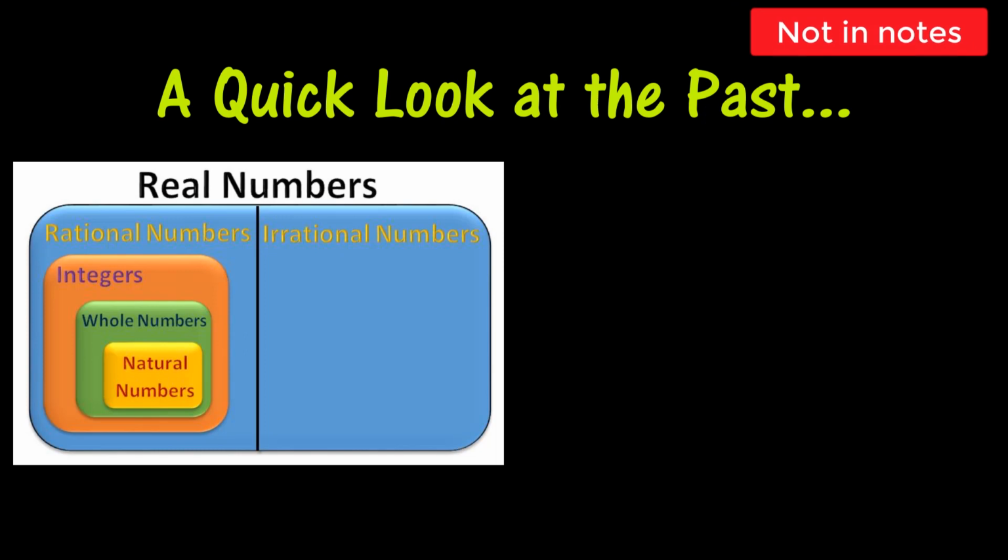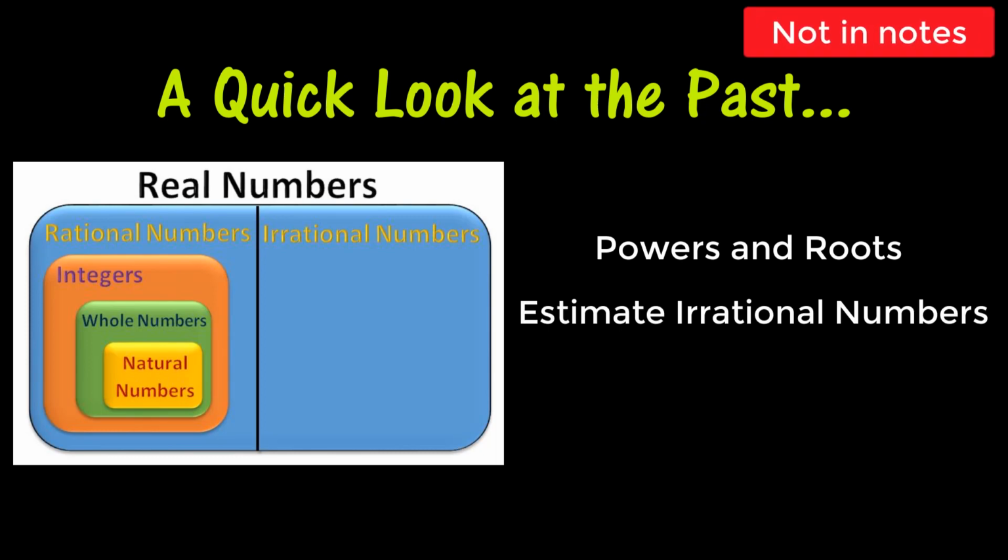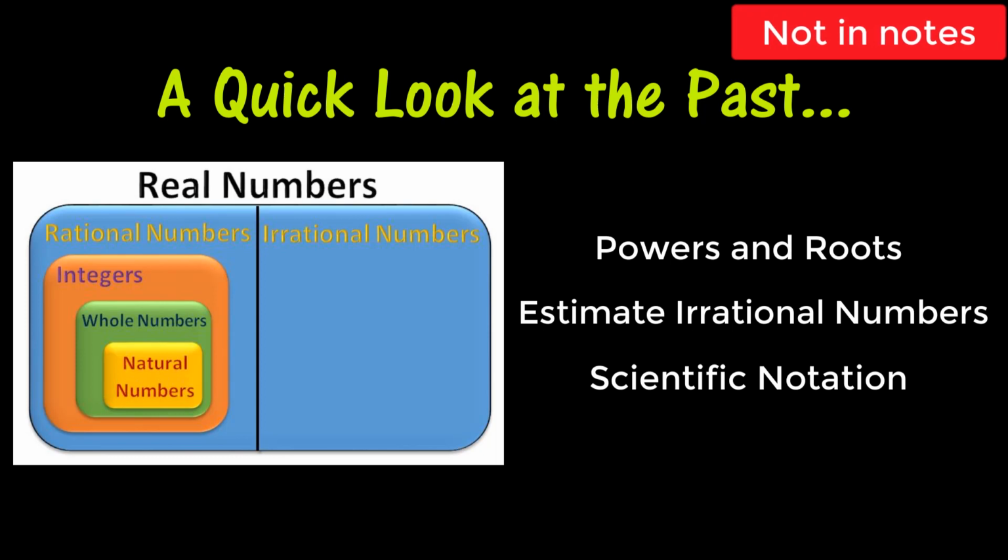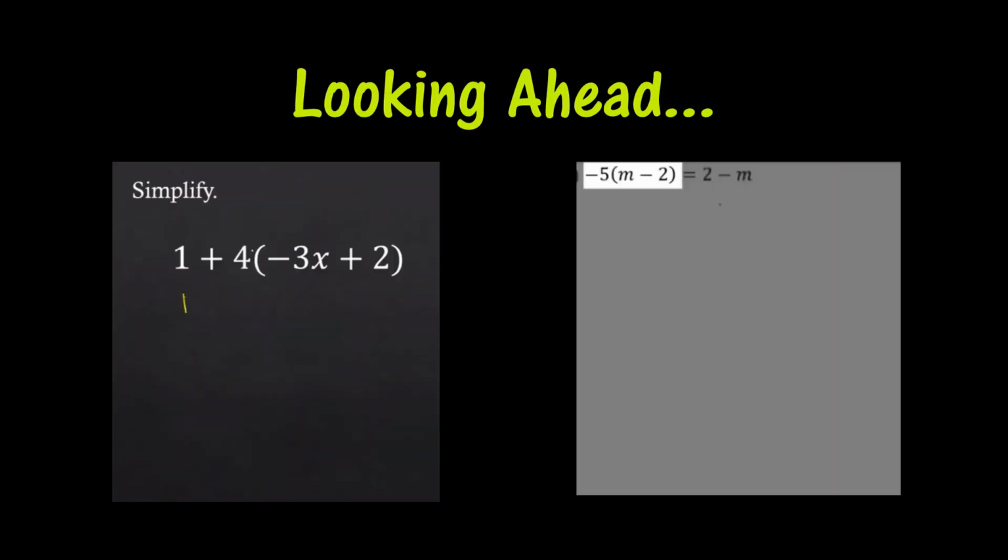Later in the chapter, we learned about powers and roots and how they can be used to solve problems. We also used our knowledge to estimate irrational numbers and work with numbers in scientific notation. All of these lessons were focused on numeric expressions, or expressions containing numbers and operations. In Unit 2, we will learn about algebraic expressions and equations.